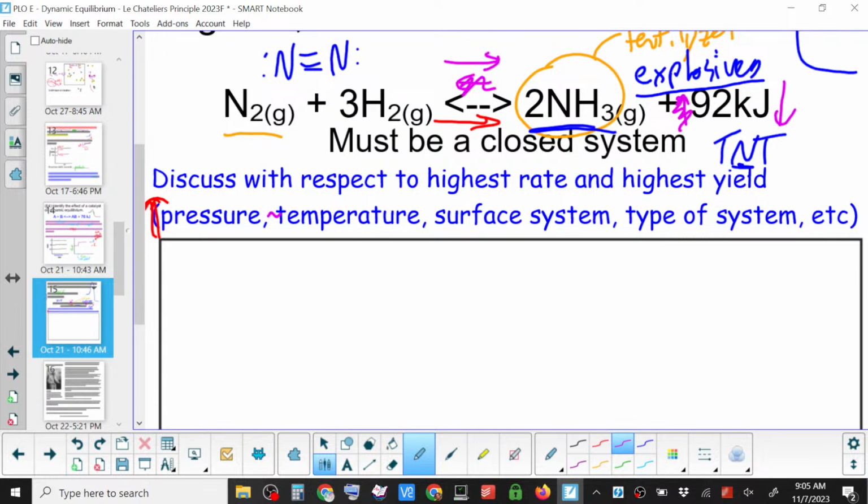Do we need to worry about the surface area? No, because it's gas. It's all gases, so we don't need to worry about that. What type of system should this be? Closed. Why? Because to get an equilibrium going, it must be closed. But what do we want to make? Which way do we want this equilibrium to go? To the products.